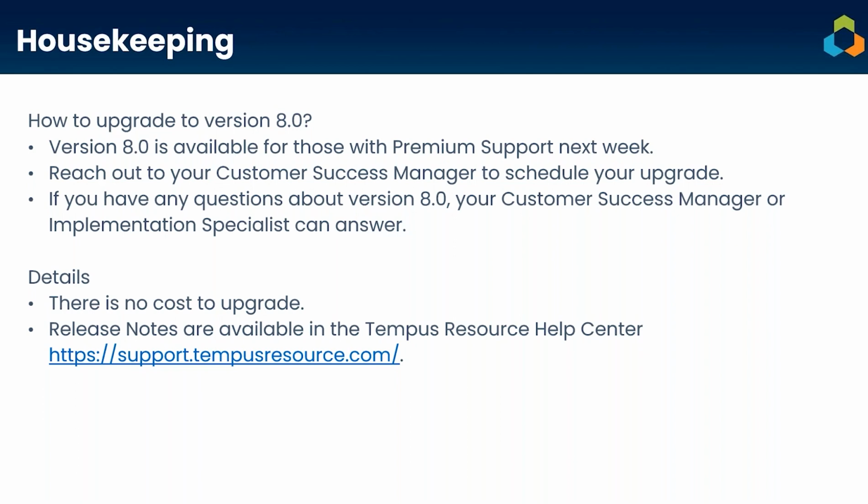So how to get access? Of course, you reach out to your customer success manager to get that scheduled. Version 8.0 will be available to those with premium support next week. Of course, reach out to the appropriate customer success manager to get that scheduled. And again, if you have any questions after today's webinar, feel free to reach out to your customer success manager. Of course, our email is on the cover here. If you want to reach out to me, to Matt, to Manny, we're happy to do that as well. And as always, there's no cost to upgrade, and release notes are going to be available in the Tempus Help Center.